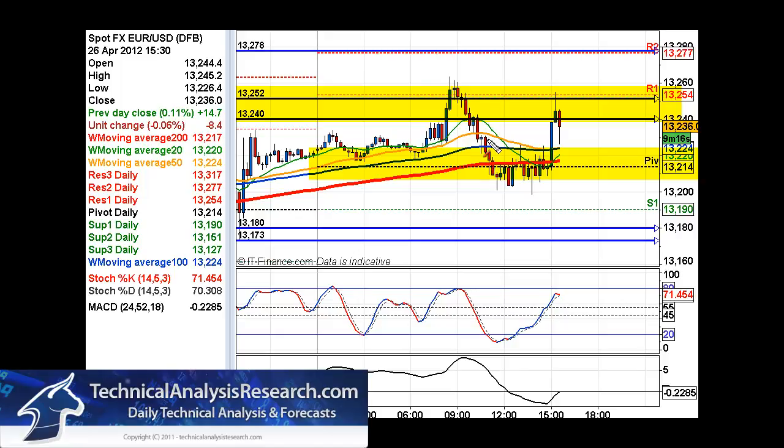Well, first of all, we could see that price did break below the central pivot, okay? And that's not a big deal. Support and resistance can be broken by a few pips. They're not going to accurately hold price to the very last pip. So we had the central pivot break here, as well as the 200 period moving average.